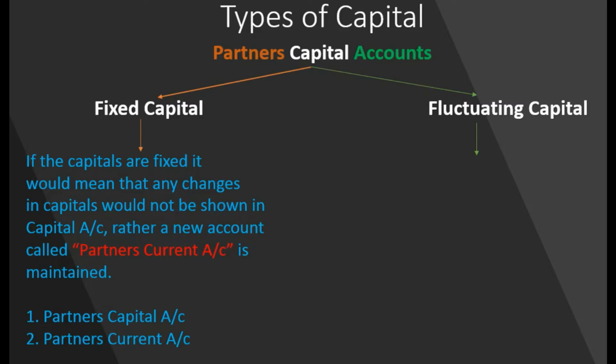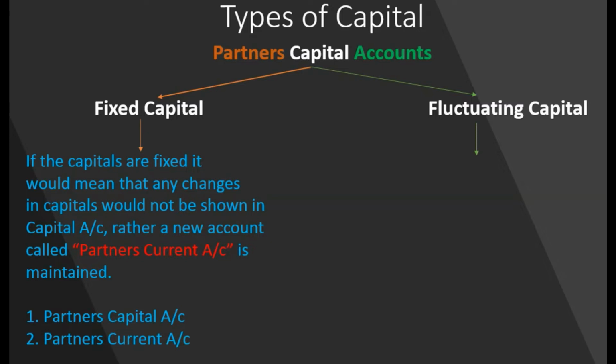Therefore, whenever a firm decides that they want to keep the amount of capital fixed, they maintain two accounts. The first account is the partner's capital account, and the additional account is called partner's current account.